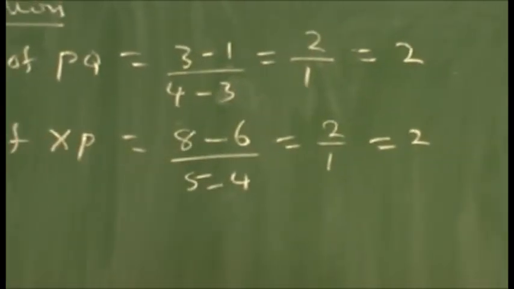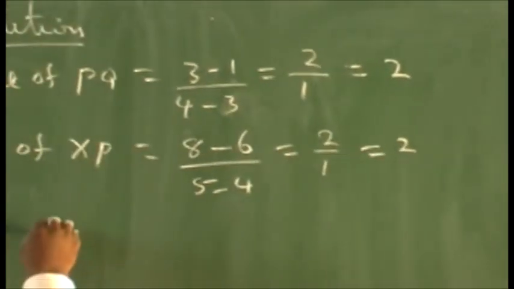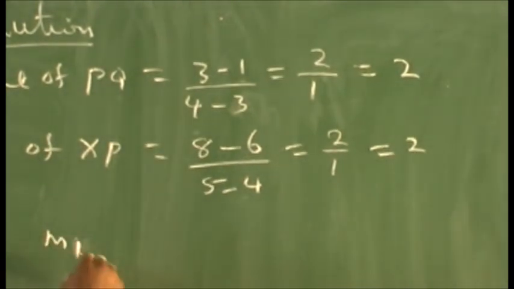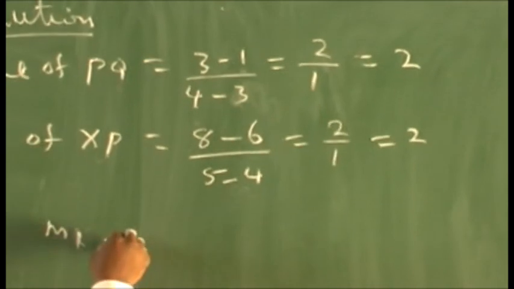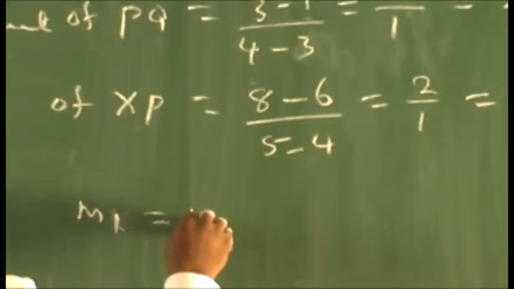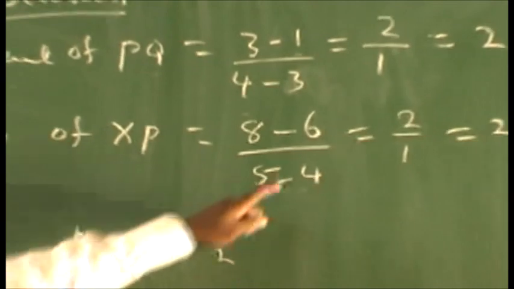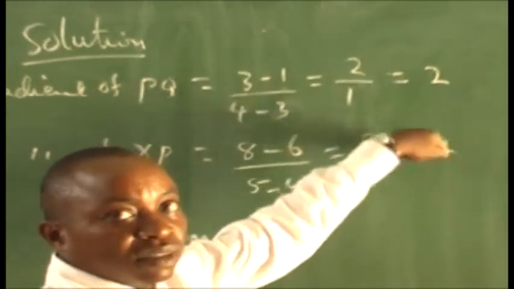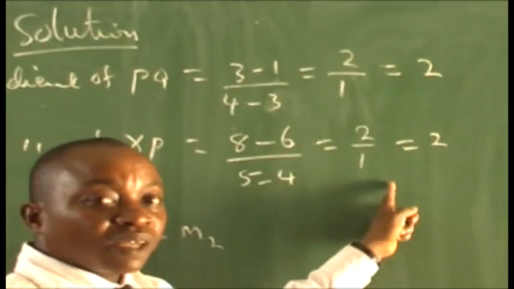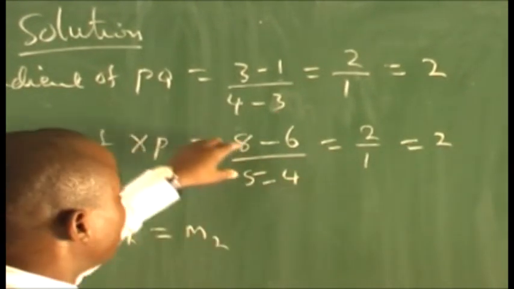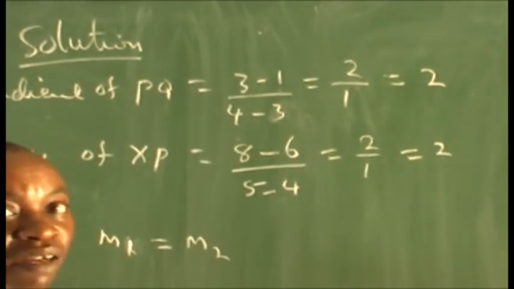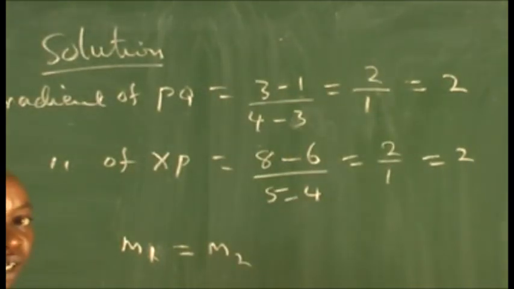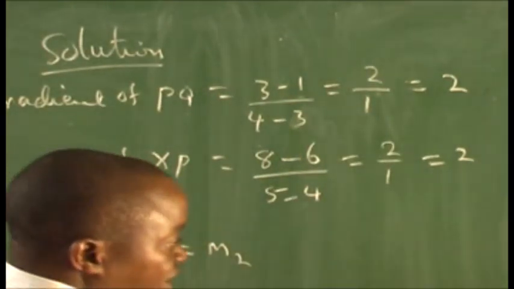Now here, if the gradient of PQ is m1 and the gradient of XY is m2, we have seen that m1 is equal to m2. The two gradients are the same. So in this way, we can say that these particular lines are parallel, because when the gradients are the same, we will say that they are parallel. Now let's also investigate for B.